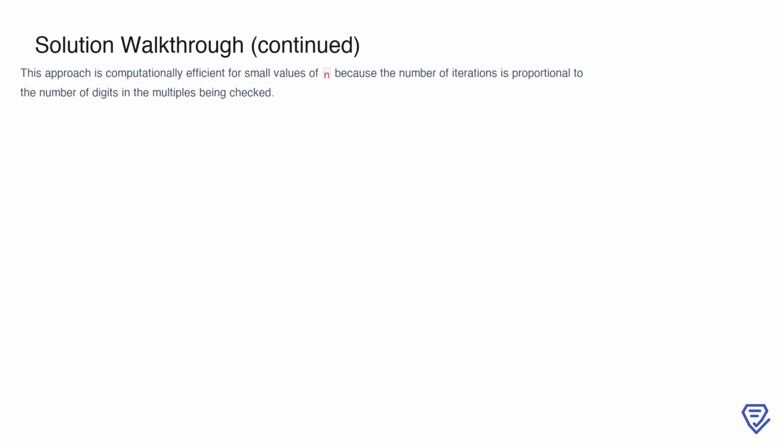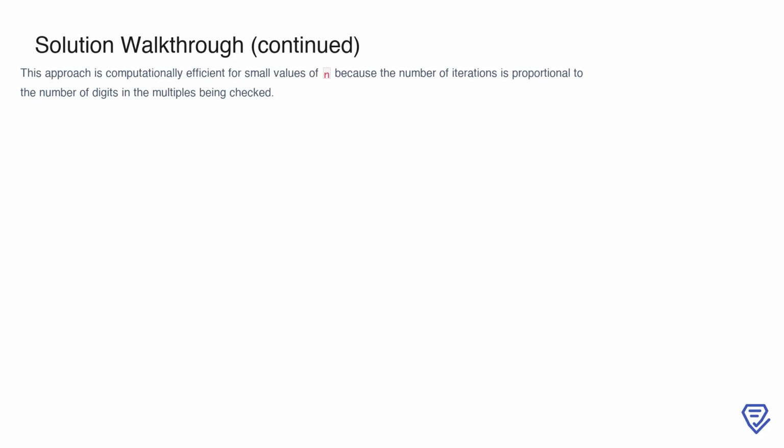This approach is especially efficient for smaller values of n because the number of iterations required is proportional to the number of digits and the multiples being checked. For instance, if n is small, the valid result is often found within just a few iterations. This is because the algorithm works incrementally, starting from the smallest possible multiple n and stopping as soon as a valid number is found.